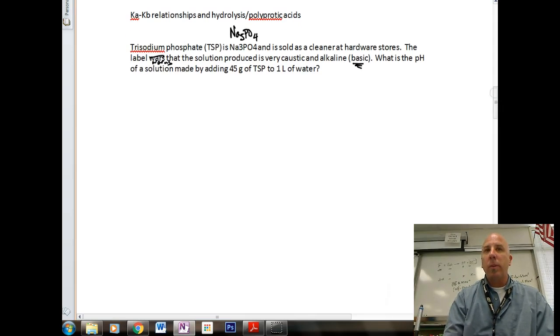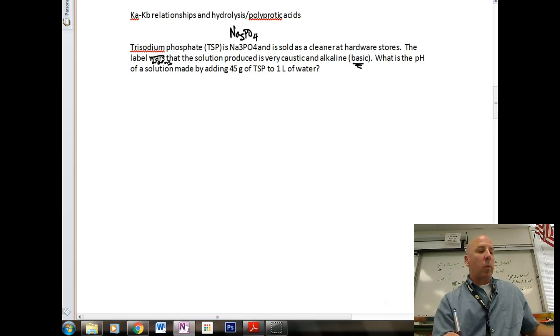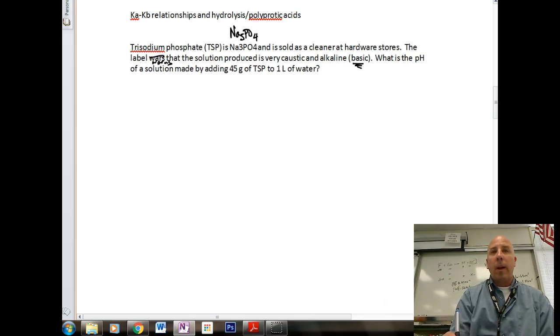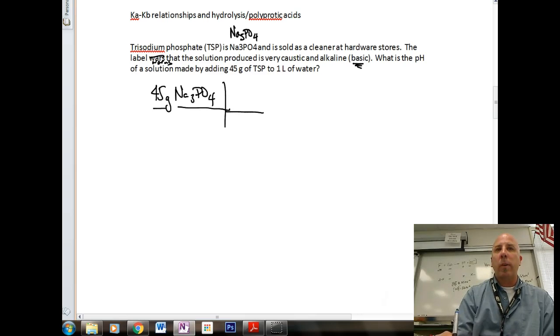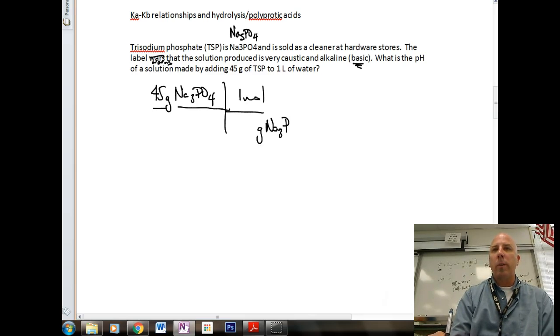Okay, so we're going to do a bunch of different things here. First off, let's convert our grams to moles, and then convert that to molarity. So we have 45 grams of sodium phosphate, and we're going to convert that to moles of sodium phosphate by dividing by the molar mass of sodium phosphate. 3 sodiums, 1 phosphorus, 4 oxygens.